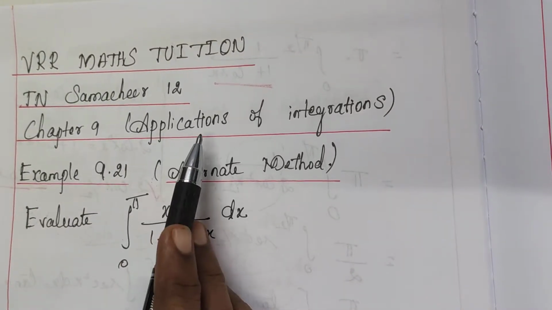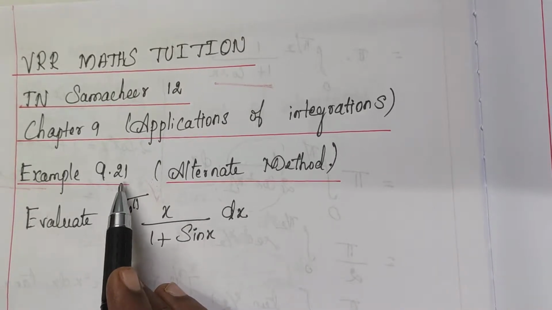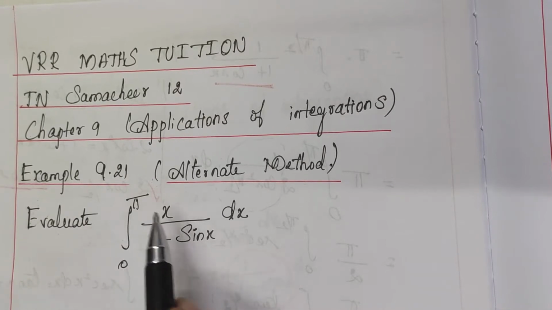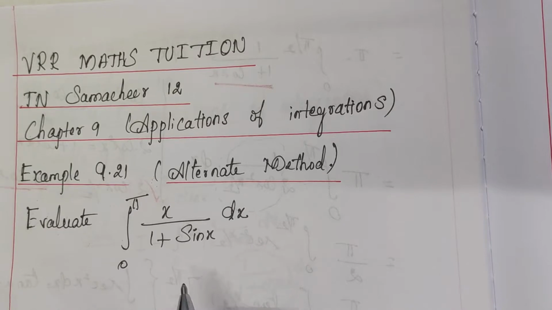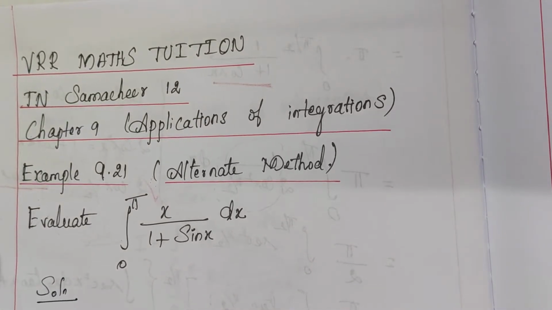Chapter 9, Applications of Integrations. Example 9.21, alternate method. Evaluate the integral from 0 to pi of x by 1 plus sin x dx. Solution.